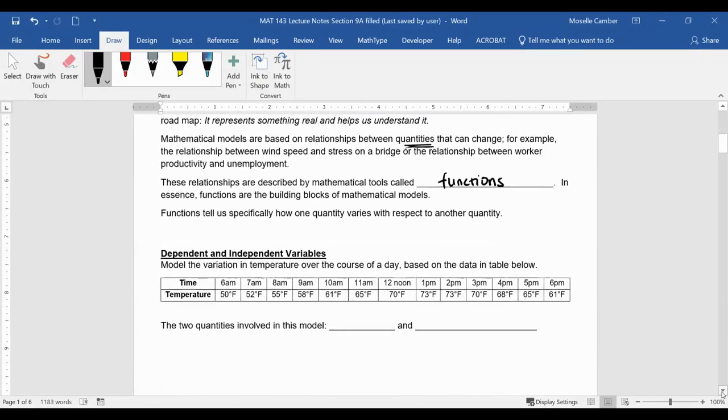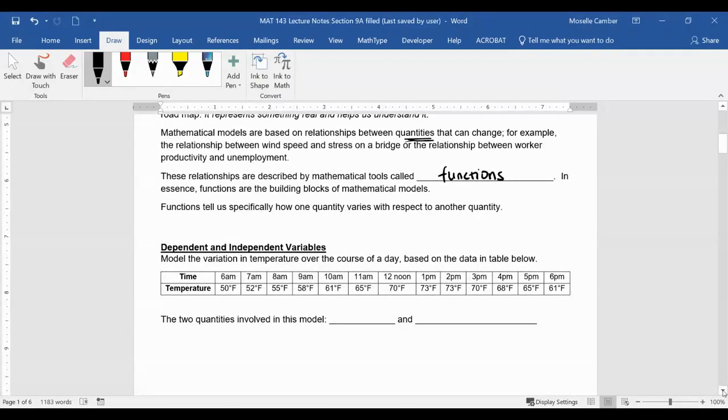The first thing we need to know is that functions use variables. Variables are those quantities that are changing, and there are two types of variables: dependent and independent variables. Just like the words imply, dependent variables are dependent on other things, and independent variables are not.